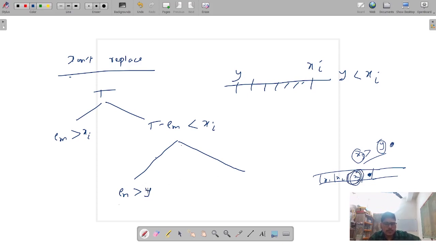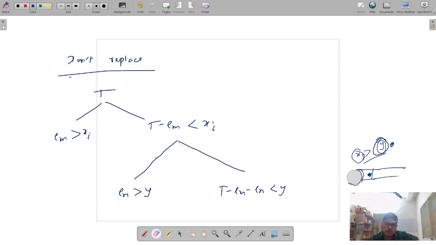Suppose n be the number of elements which are greater than y, and then t minus m minus n be the number of elements which is less than y. Then, if you are confused, just go to the previous video interval. Okay, previous video interval I just discussed it just 1 or 2 minutes before.